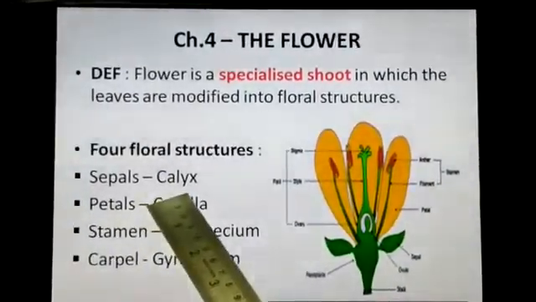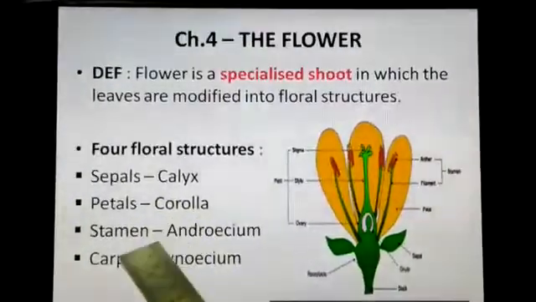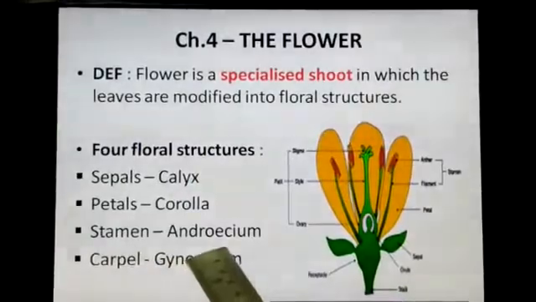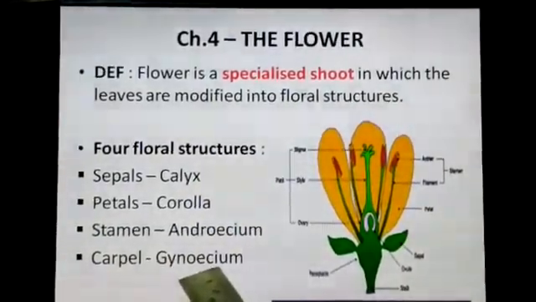Sepals are collectively called as calyx, petals are collectively known as corolla, stamens together are called as androecium, and carpels collectively are known as gynoecium.